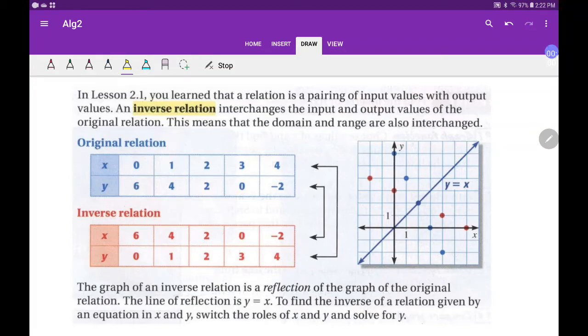Okay, inverse functions, they reflect through the line y equals x. So hopefully you remember the straight line y equals x. It goes right down the middle between x and between y.